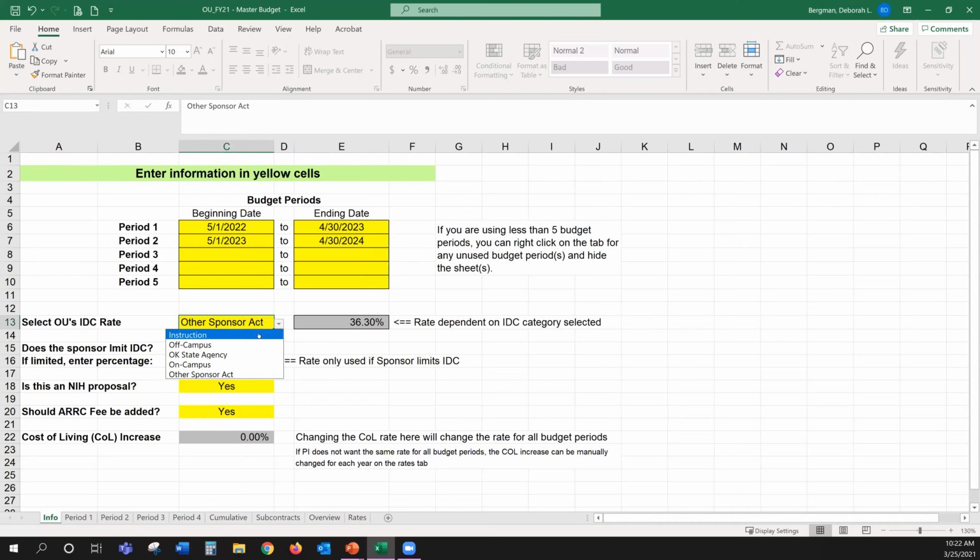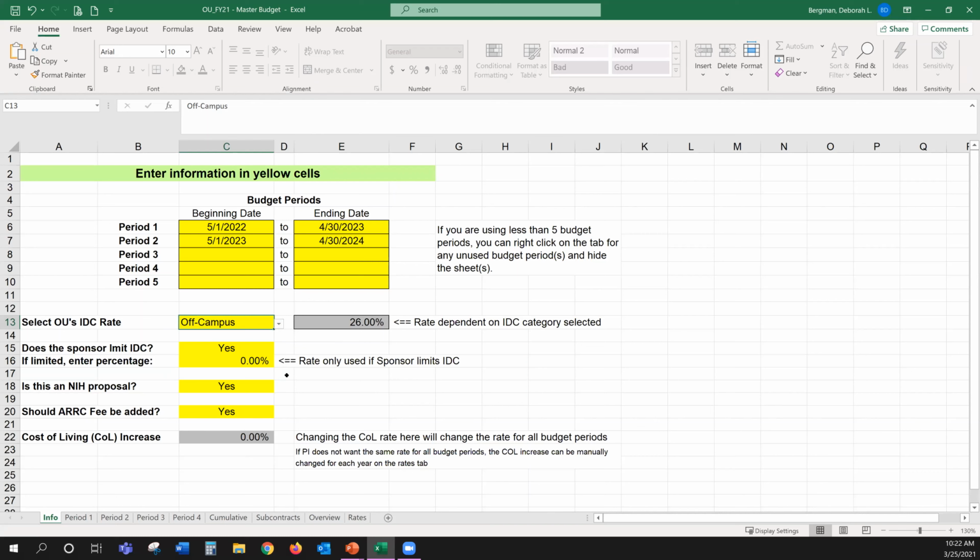And then we have the instruction rate, which is 53.5. We don't really use this a lot. We don't see that very often. And off campus is 26%. If more than 50% of your proposal is taking place off campus, you can request this rate and you just have to fill out the form and get it verified. And we do have the various rates here.